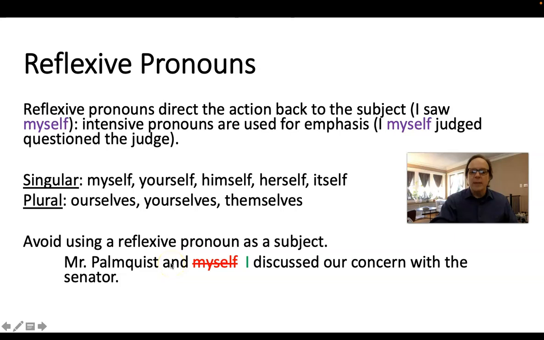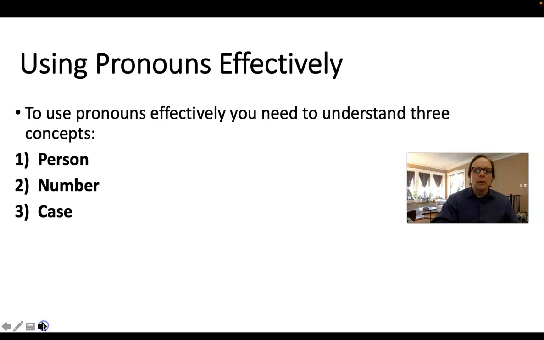"Mr. Palmquist and myself." See, it sounds kind of formal, kind of good, I think, to some people, but it's really better to say, "Mr. Palmquist and I discussed our concern." So again, these are not normally used as subjects, and it's only reflecting. So those can be pretty easy to misuse.